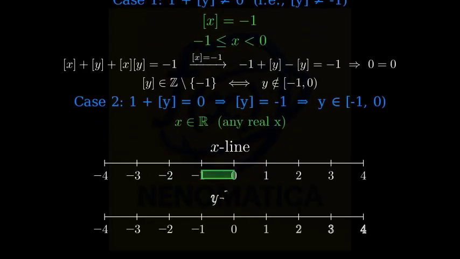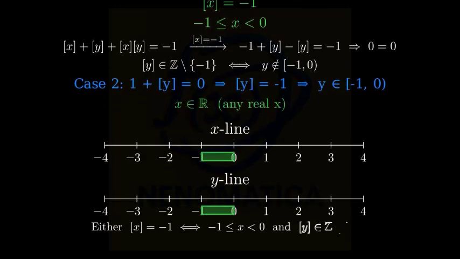Let us visualize the solution set with number lines. On the x-line, the interval from -1 to 0 is shaded, showing all possible x from case 1. On the y-line, the interval from -1 to 0 is shaded, showing all possible y from case 2. The full solution set is the union of two rectangles in the xy plane: x in -1 to 0 with any y, or any x with y in -1 to 0.